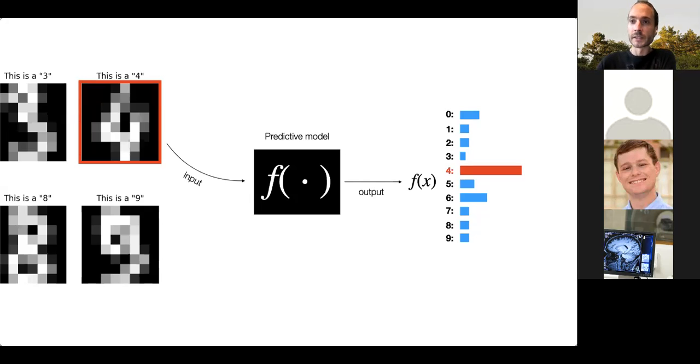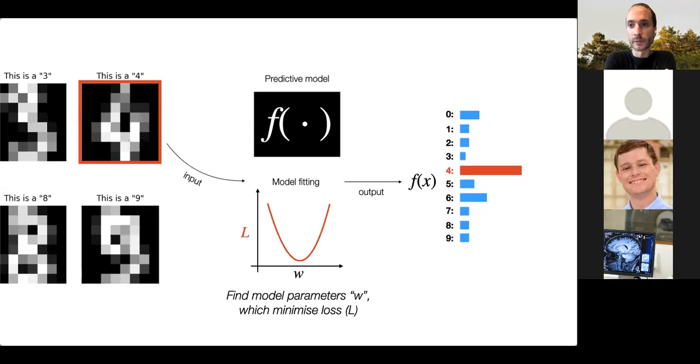So we have a model that in the end tells us, okay, for this image, for example, this depicts a 4. And what we would typically do in order to enable our predictive model to do this is fit this model, for example, in a gradient descent way, where we minimize some loss function as a function of the model's parameters.